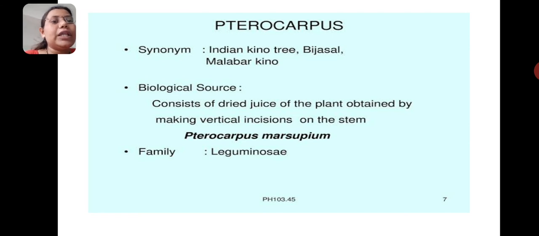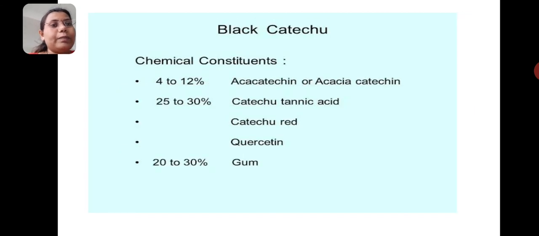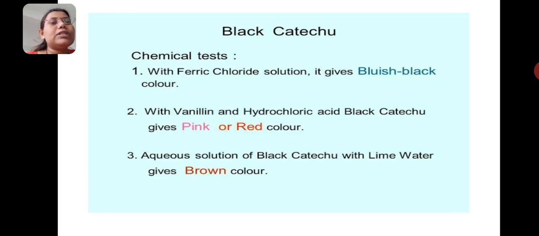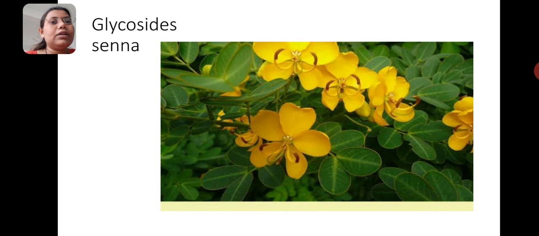Synonyms: Indian kino tree, bijasal, and Malabar kino. It consists of dried juice of plant Pterocarpus marsupium, which also belongs to family Leguminosae. It contains acacatechin, that is catechutannic acid, and catechu red. Same constituents are present in our plant.